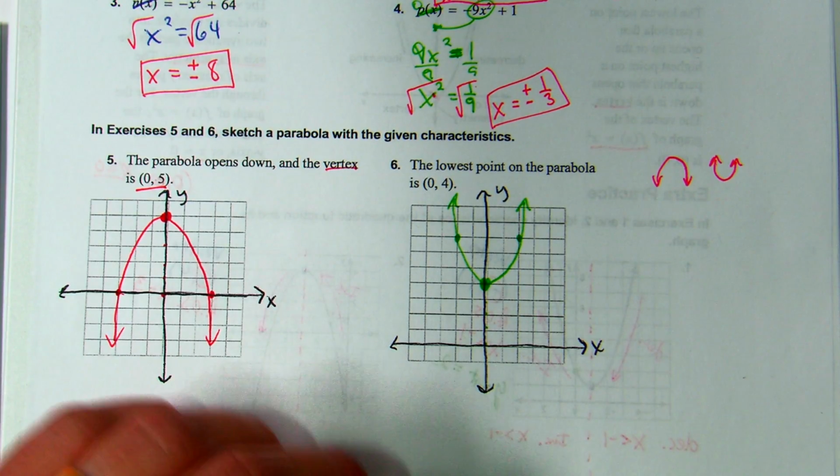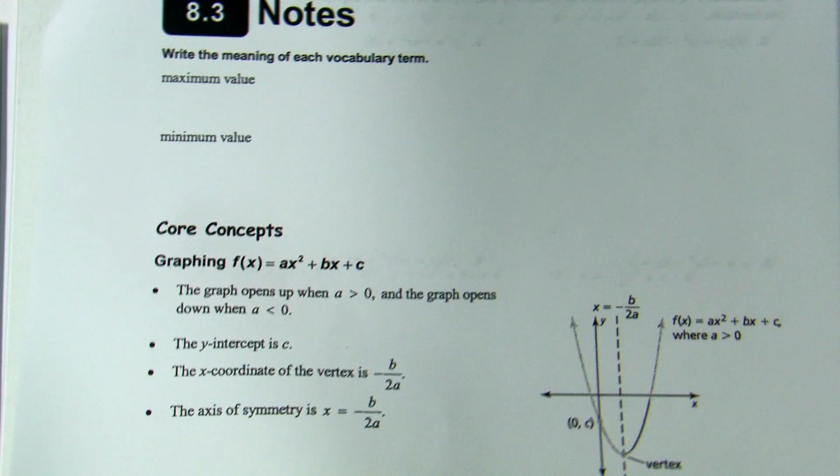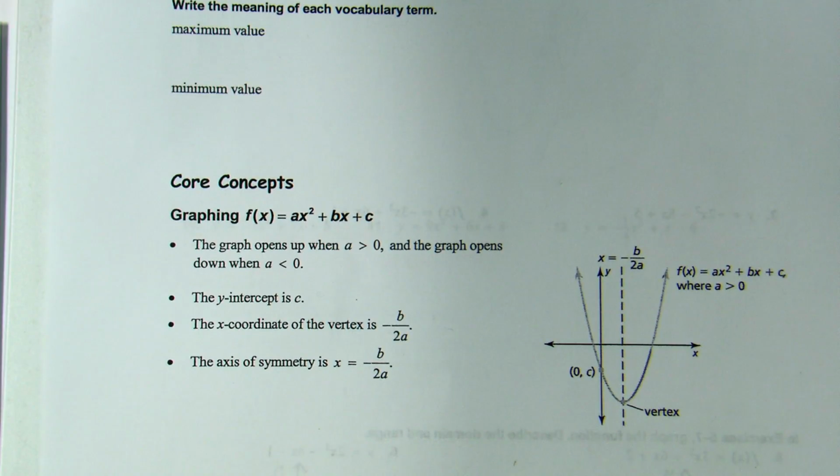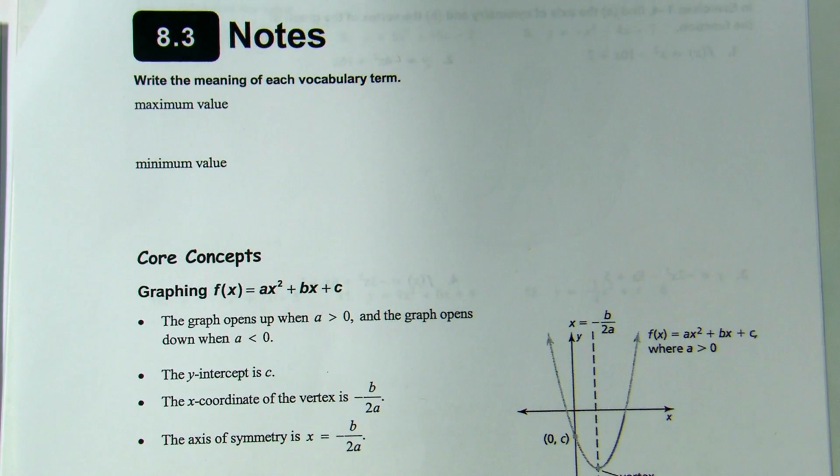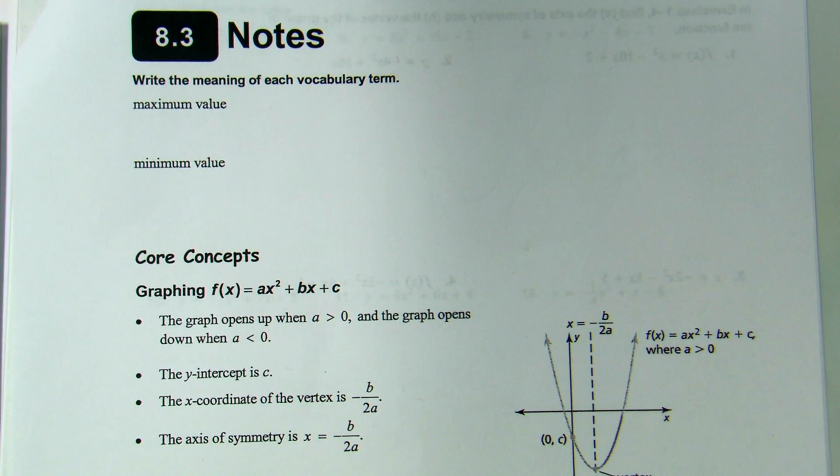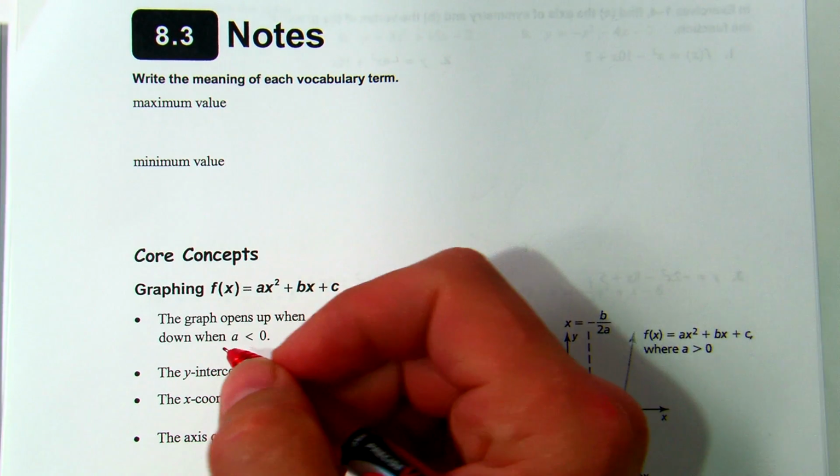Okay, let's move on to 8.3 notes. 8.3 notes, we're going to talk about max and mins, maximum value and minimum value. All right, and what we're basically talking about is the vertex, or the value at which the graph gets down the lowest or goes up to the highest. All right, so that's what we're going to do with max and mins.